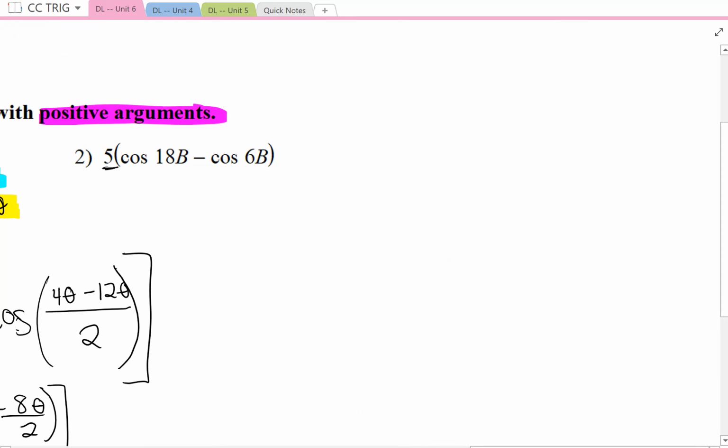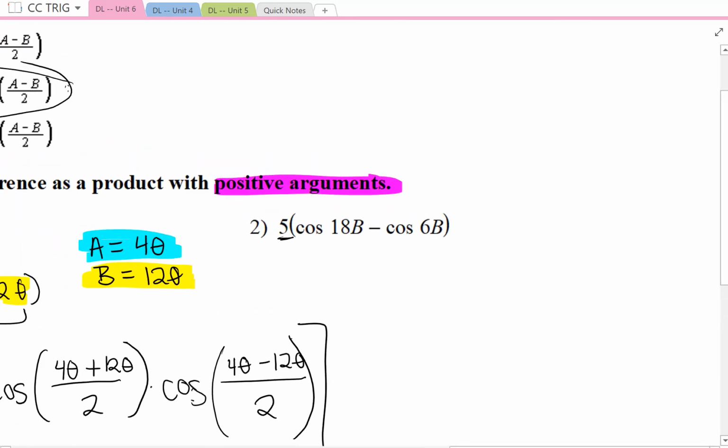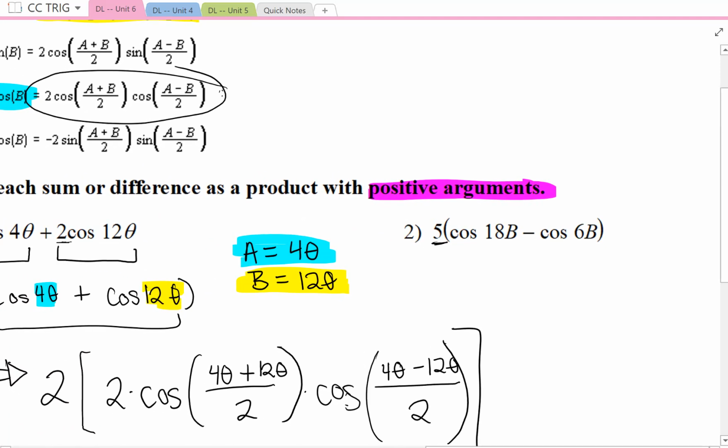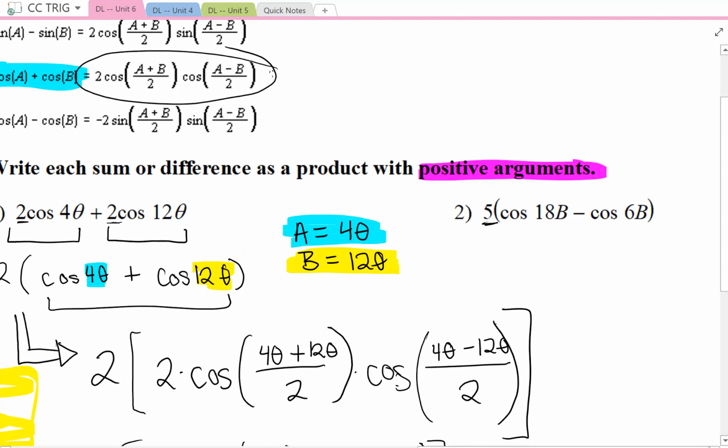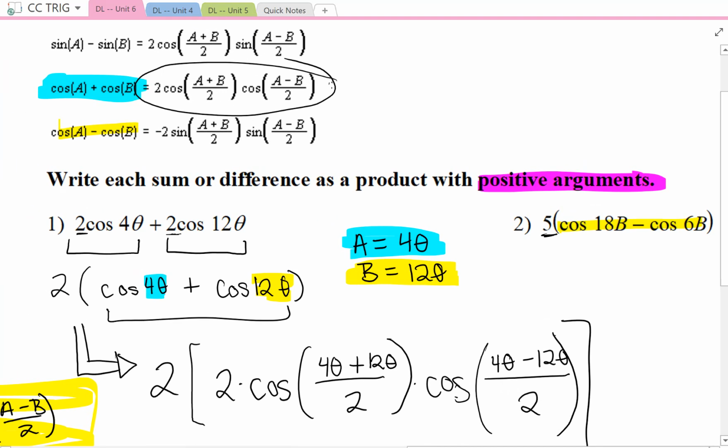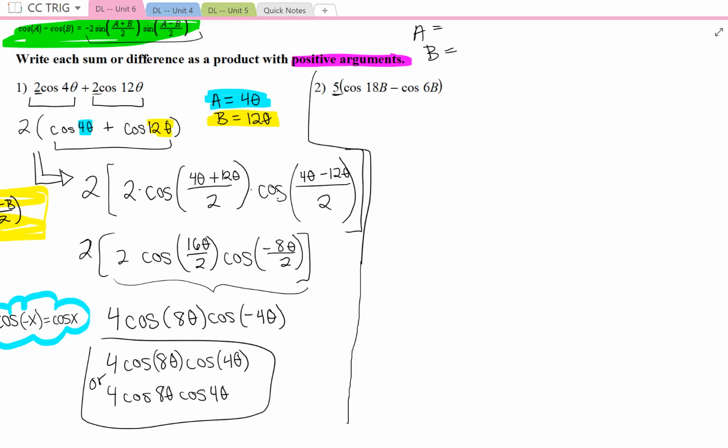And our final example. Yay, they already factored out the 5 for us. So we just need to decide which formula to use and what is our A and B. We have cosine minus cosine. That is this formula right here. Now that we know which formula to use, let's identify A and B. I'll use the first argument of cosine to be equal to A, and the second argument of cosine to be equal to B.